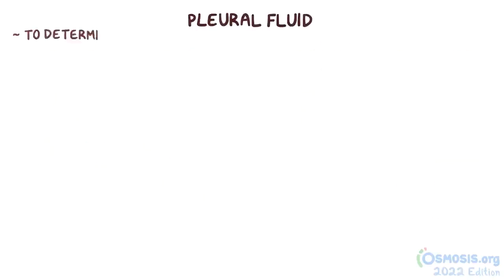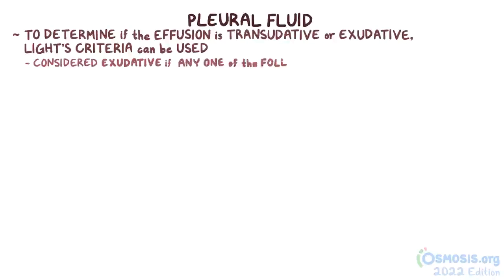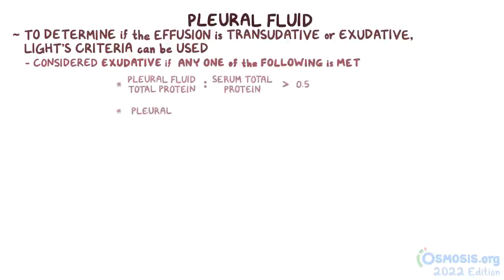Now, to definitively determine if the fluid is transudative or exudative, we can use the Light's criteria. Pleural fluid is considered exudative if any one of the following are met. A pleural fluid total protein to serum total protein ratio more than 0.5, a pleural lactate dehydrogenase, or LDH, to serum LDH ratio more than 0.6, or a pleural fluid LDH more than 2/3 of the upper limit of normal serum LDH.